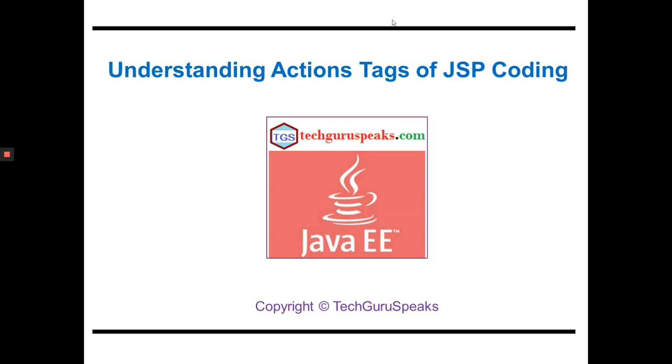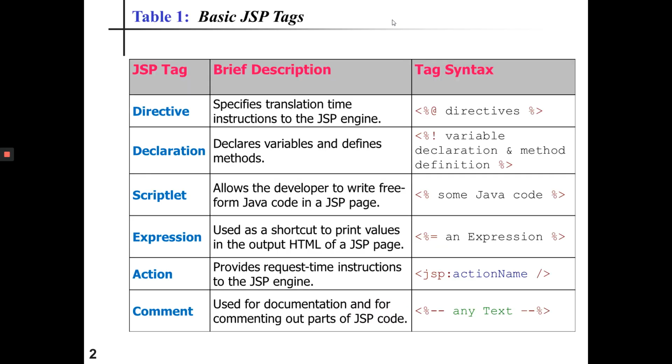Today I'd like to describe the different action tags of JSP coding. In the previous class, I discussed 6 types of JSP tags: directive, declaration, scriptlet, expression, comment, and action. So today I would like to describe the action tag in detail.